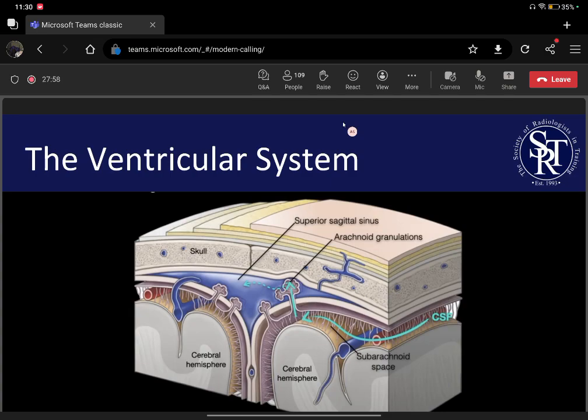Once the CSF leaves the fourth ventricle to enter the subarachnoid spaces through the foramen of Luschka and the foramen of Magendie, it will flow all around the outside of the brain and the spinal cord until it comes to these arachnoid granulations that you can see. These filter the CSF from the subarachnoid space into the dural venous sinuses.